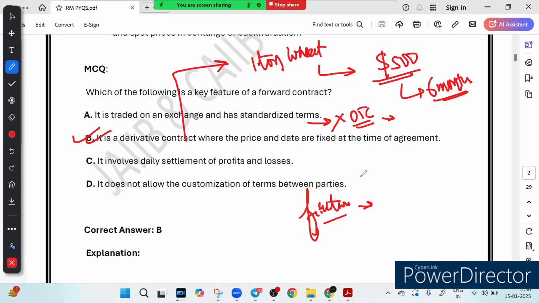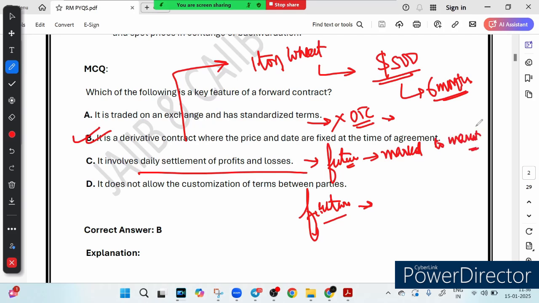Now option C says daily settlement of profit and loss. See, daily settlement is a feature of a future contract, not a forward contract. Future contracts are marked to market daily. Remember this. When I say marked to market, I mean that profit and loss are settled every day based on the market movement. Forward contracts however settle at maturity. Think of a forward contract as a handshake deal for delivery on a fixed future date, whereas a future contract is like running a daily tab at a cafe. Your account is adjusted every day.